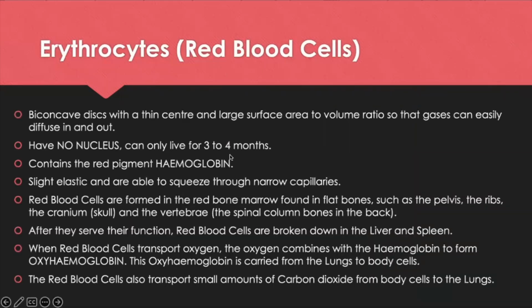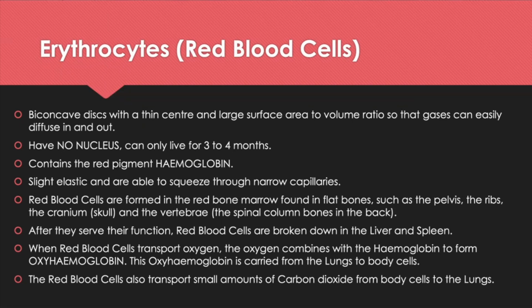All right. So erythrocytes are biconcave discs with a thin center and a large surface area to volume ratio so that gases can easily diffuse in and out. They do not have a nucleus and they can only live for 3 to 4 months. Now, they contain a red pigment called hemoglobin. Very important, right? Hemoglobin is what actually holds oxygen to carry it from one place to another in your body.